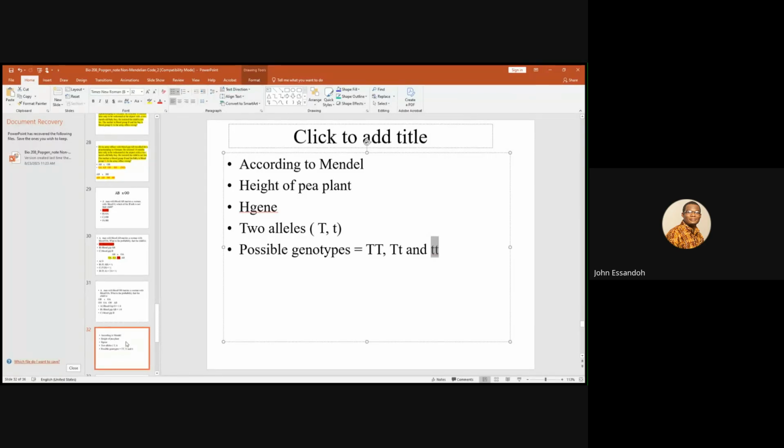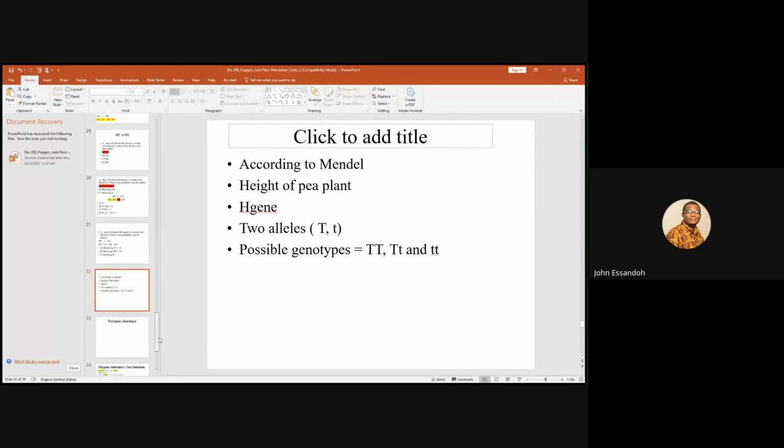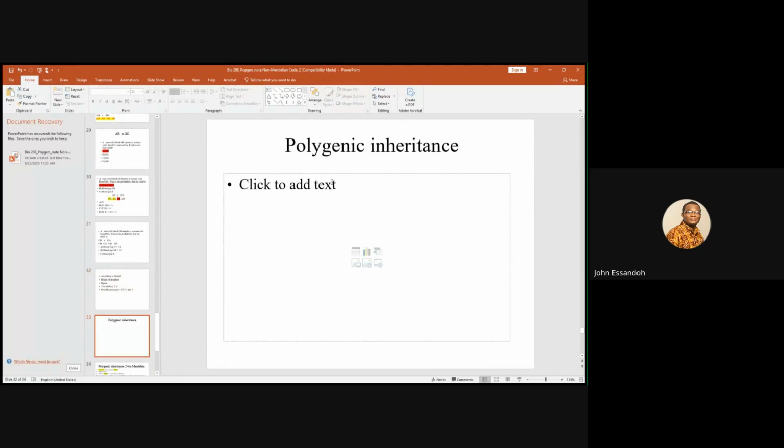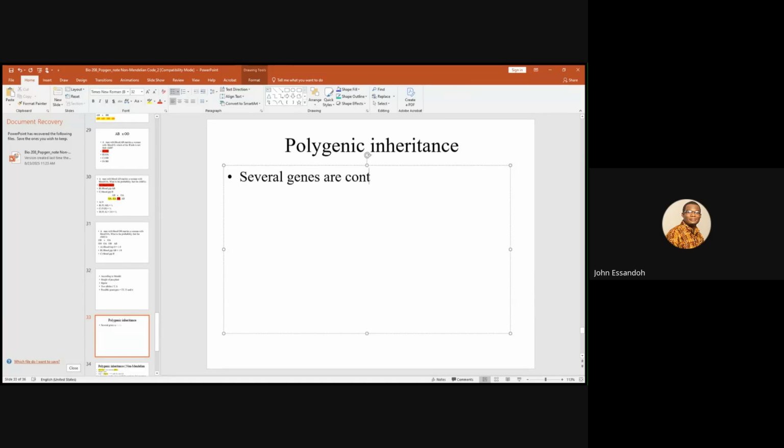Now, here comes polygenic inheritance. As the name implies, you see polygenes. This is whereby several genes are controlling a particular trait. Several genes, that is polygenic inheritance. Once you are talking about genes, it means that they are in different loci, different positions altogether.